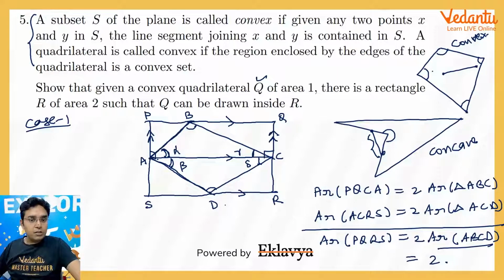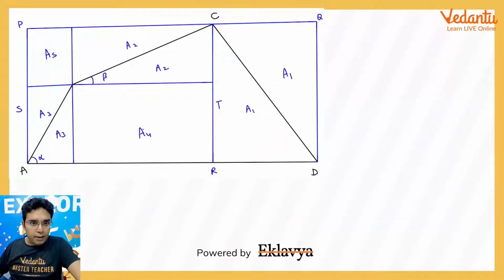If alpha is not acute, alpha is obtuse, then the rectangle we would be making will be lying outside the quadrilateral. Let me show you another diagram. You can see here I have taken this quadrilateral ABCD. Now you can see this one is a right angle, this is obtuse, and this one is also obtuse.